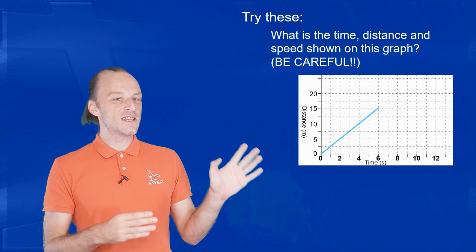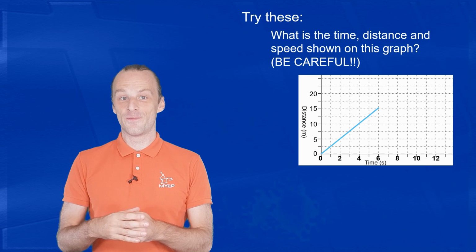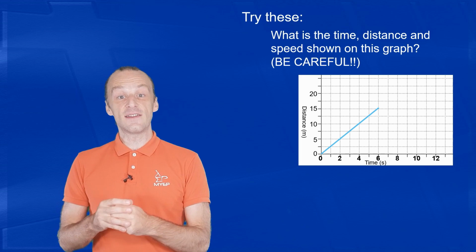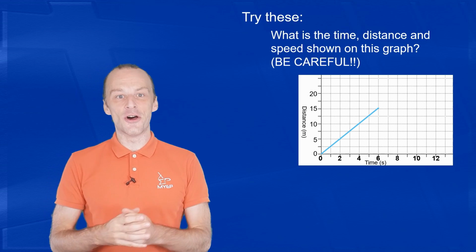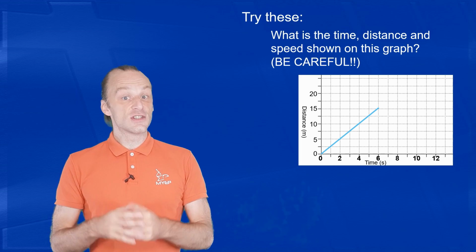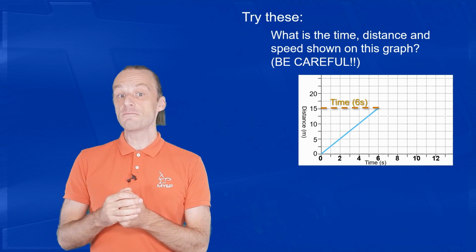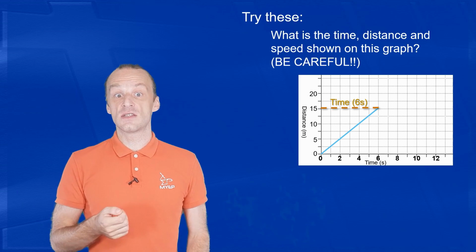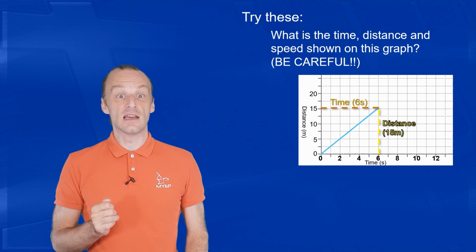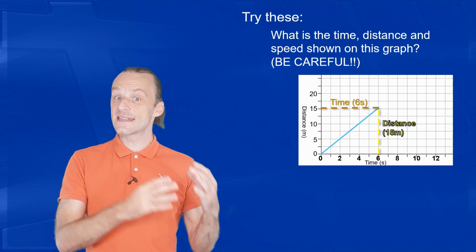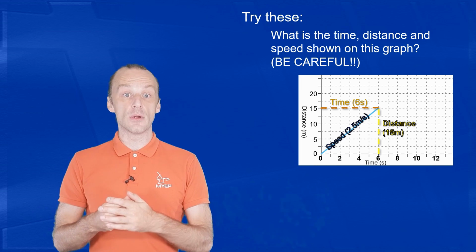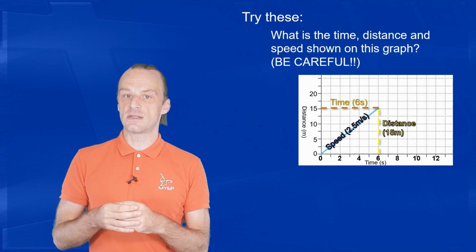Be careful looking at this one. What are the time, distance, and speed here? If you are looking carefully, then you'll see that the scale on this graph has changed. So the graph goes along the x-axis for 6 seconds again, and it goes up the y-axis for 15 meters again. So the speed here will be exactly the same as the last example, 2.5 meters per second.